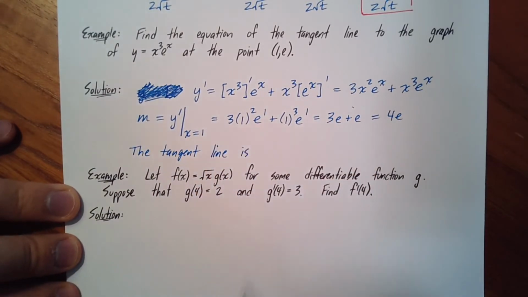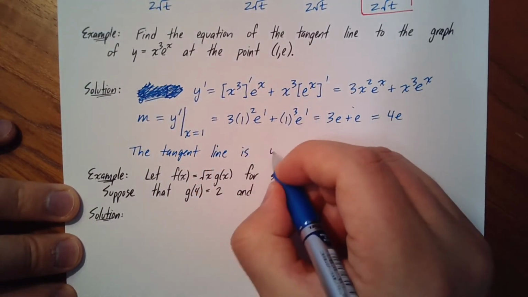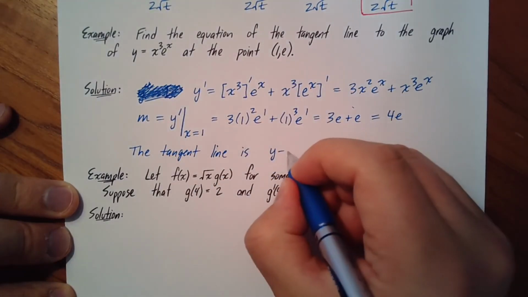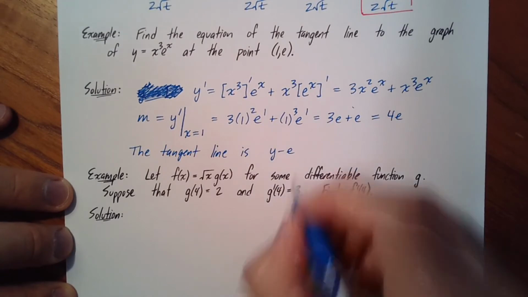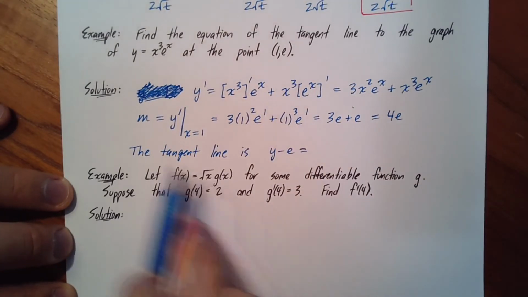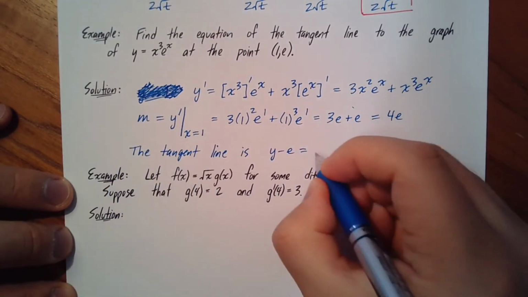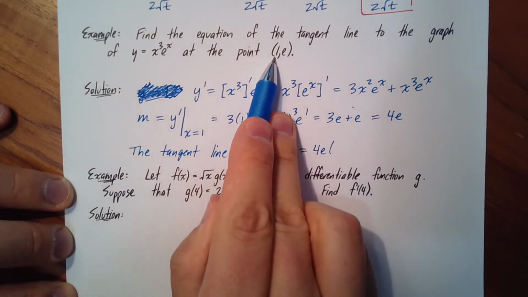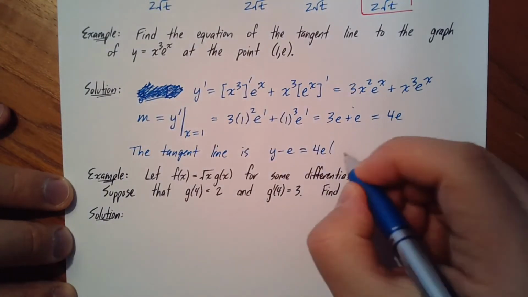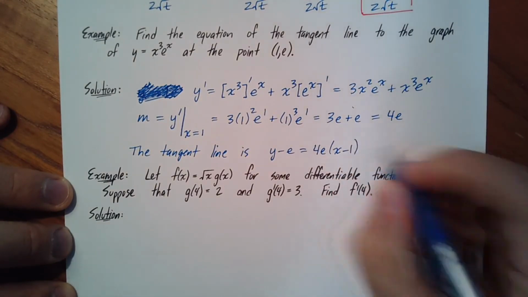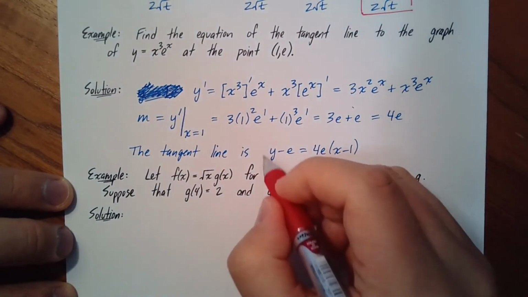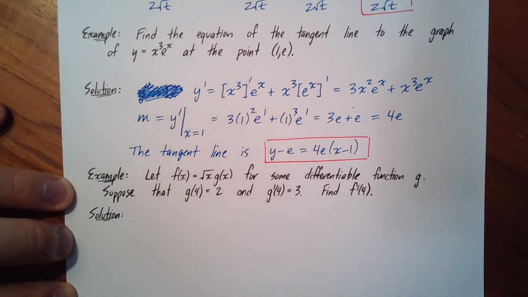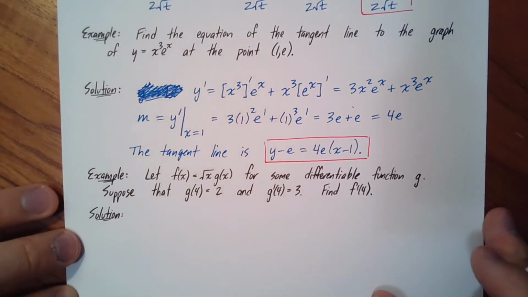is given by, well, just use point slope form. We can go y minus y naught, the y coordinate of this point, so y minus e is equal to m, which is our slope. We worked out to get 4e times x minus x naught, where x naught is the x coordinate of this particular point. So we're going to get x minus 1. So that is our tangent line. All right, good, we got that one done.